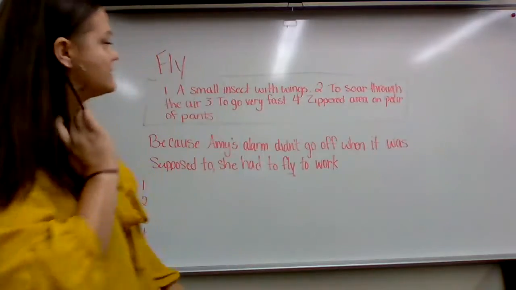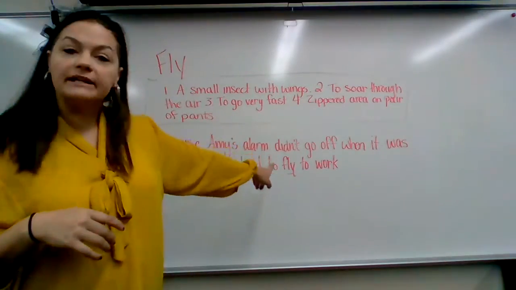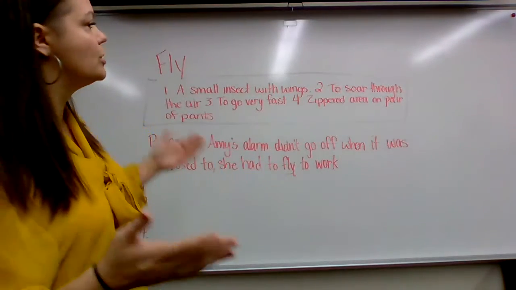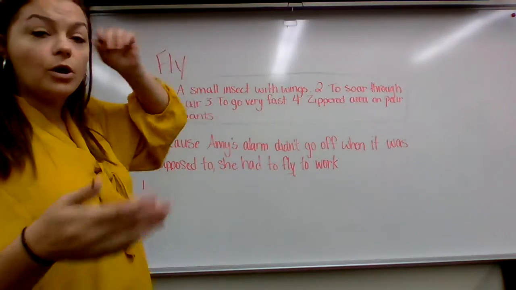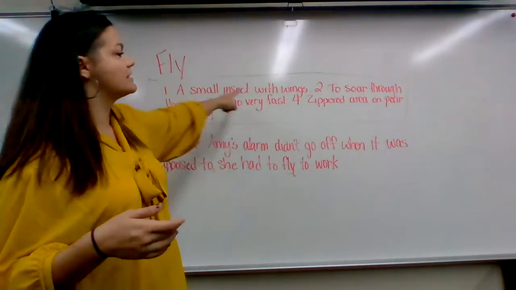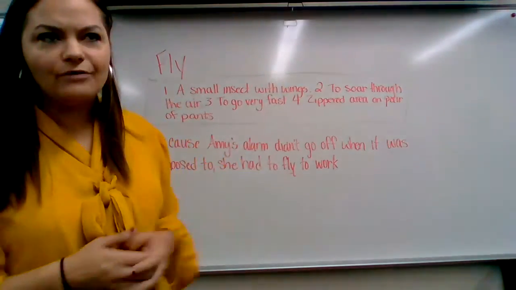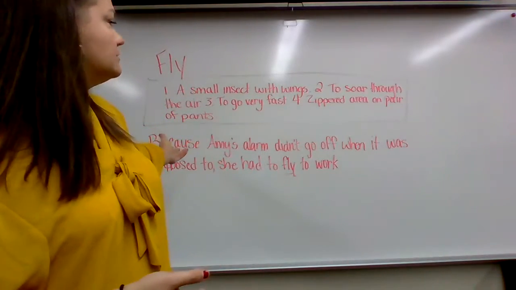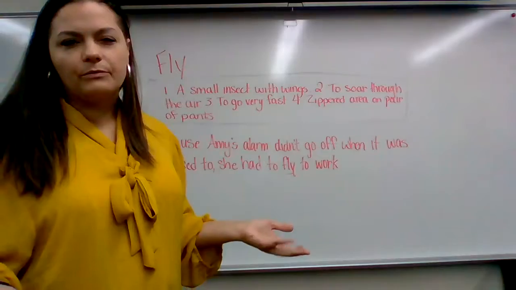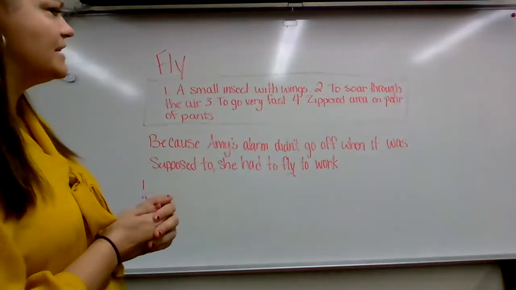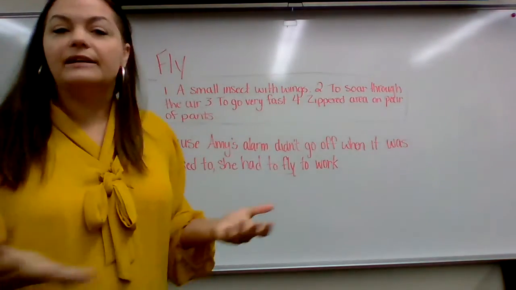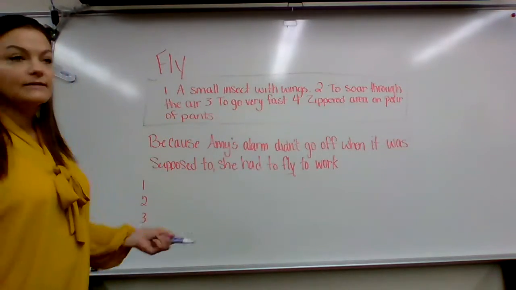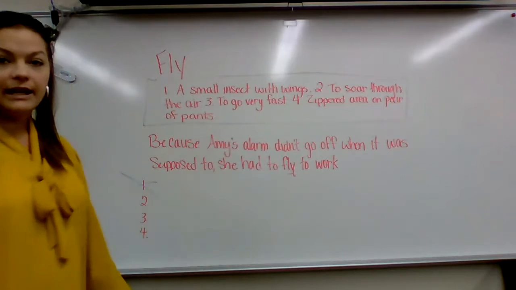Our sentence says, because Amy's alarm didn't go off when it was supposed to, she had to fly to work. All right, so if we just look up the word fly in the dictionary or online, our first definition is a small insect with wings. If you put that down, you would be wrong, right? It doesn't fit our sentence. Because Amy's alarm was late, she had to be a small insect to work. It doesn't make sense, right? So answer number 1 is not it.